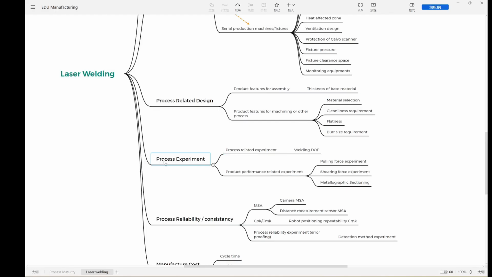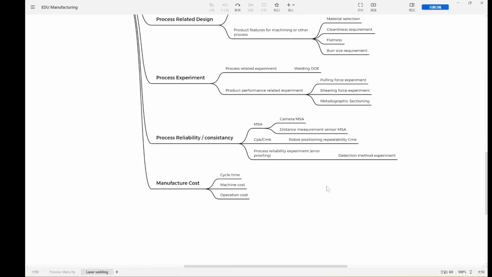Then there will be the process experiment. You need to do the welding DOE, and then you need to check a lot of welding quality, like the pulling force experiment, shearing force, and the metallographic sectioning. This will be done during the process development, and you do the regular check in the future serial production. You need to perform all these checks.